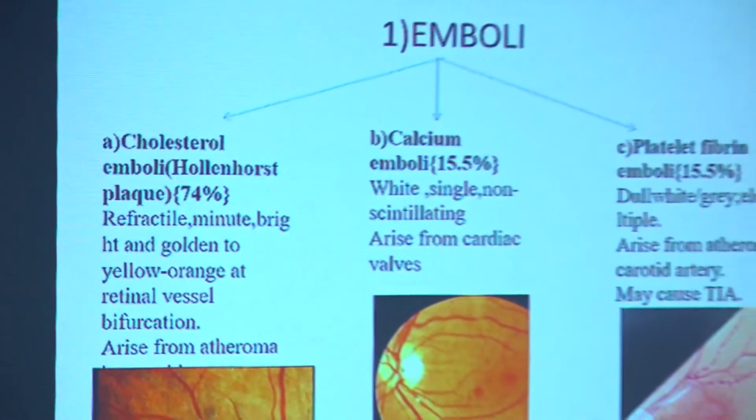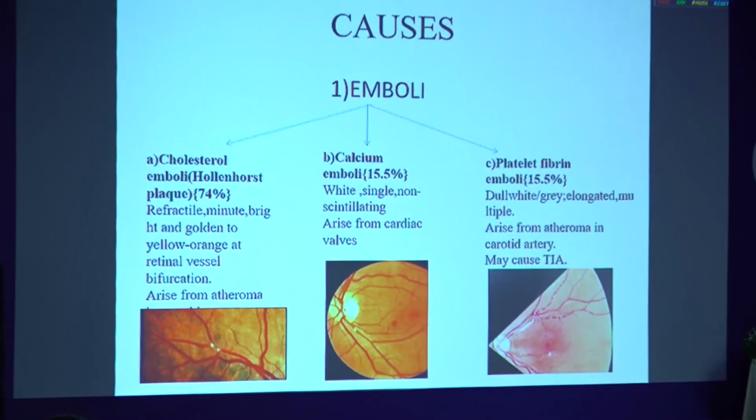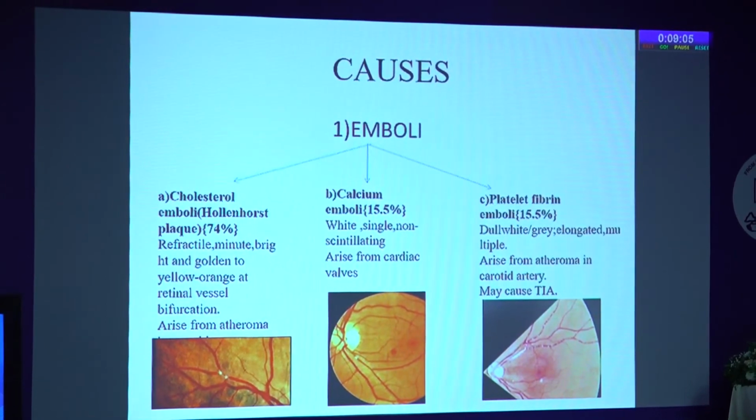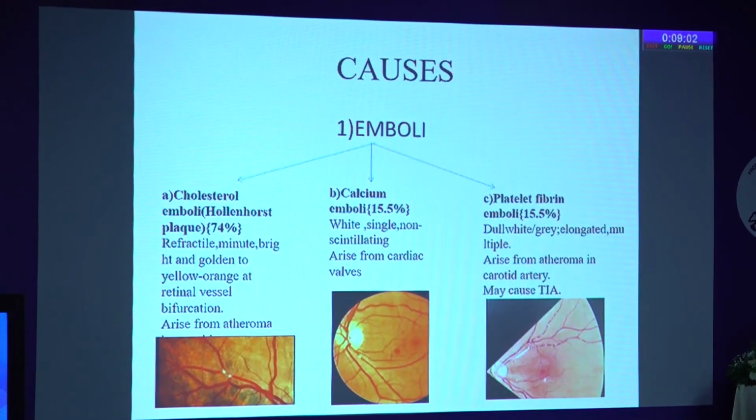So far as the causes are concerned, we have cholesterol crystal emboli, what we call Hollenhorst plaque. It is the main culprit and occurs in 74% of cases. Once you see the fundus, you can see the refractile, minute, bright, golden yellow to orange plaques at the bifurcation of the retinal arterioles. Another type is calcium emboli, in 15.5% of cases, which are white, single, non-scintillating, arising from cardiac processes. The third culprit is platelet fibrin emboli.